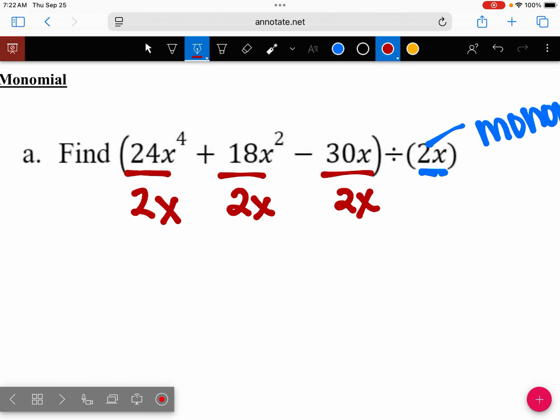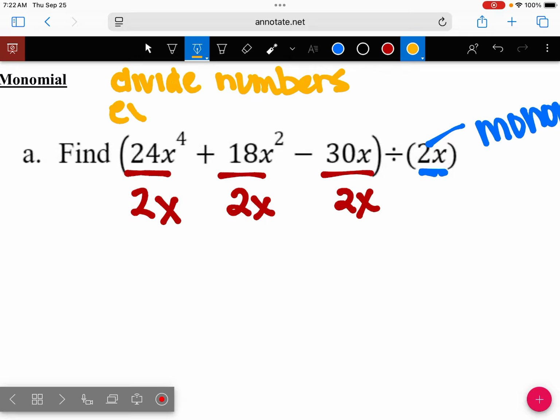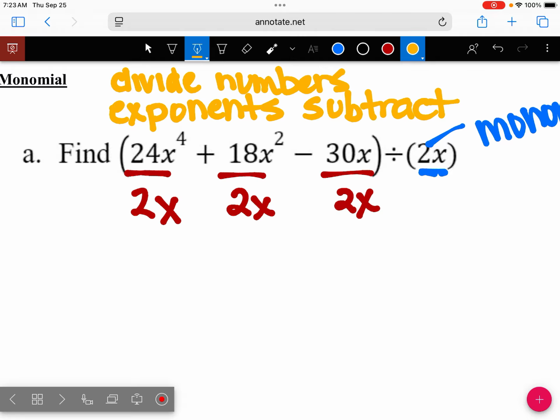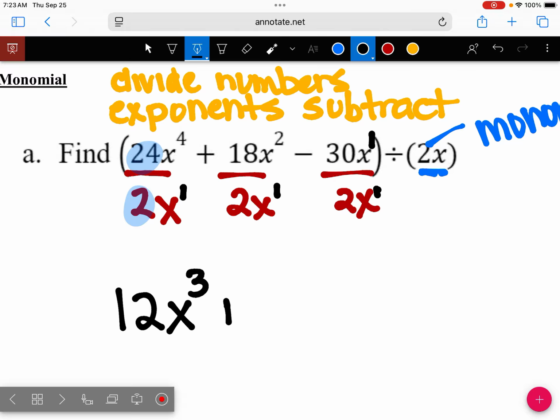So when you do that, when you divide the numbers, you still divide the numbers. But with your exponents, you're going to subtract. So you're going to start by taking that 24. You do 24 divided by 2. 24 divided by 2 is 12. But then, each one of these x's has a 1. You're going to subtract. If I have 4 and I take away 1, how many do I have left? 3. So that would be 12x cubed, bring down the plus sign.